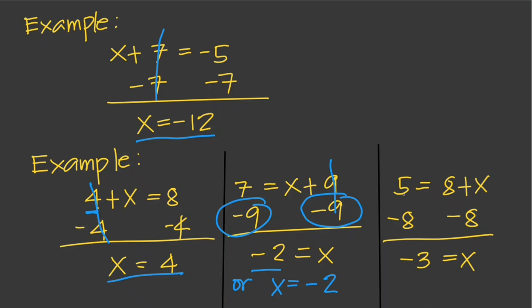And another example is 5 equals 8 plus x. Again, we want to get rid of 8 here on the right, so we subtract 8 from both sides. This cancels out. 5 minus 8 is negative 3. Then we are left with x, and this is our answer. Or you can just write that as x equals negative 3.